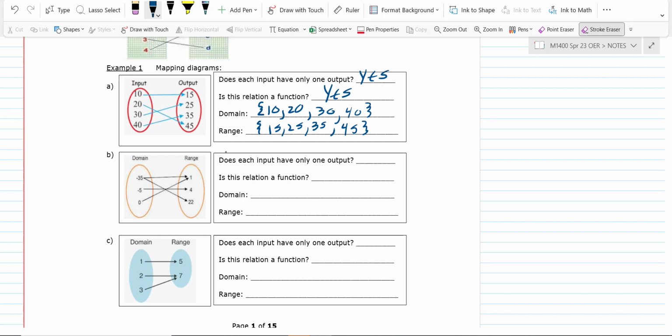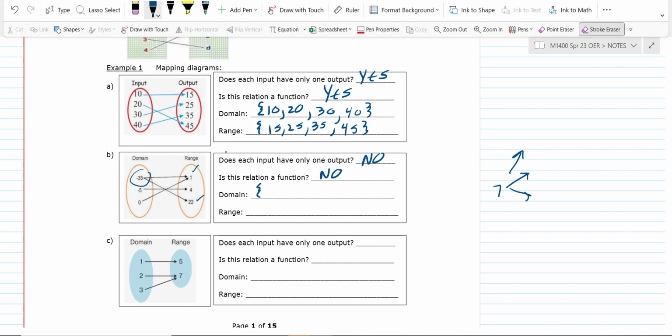Okay, and then we go to part B. So we ask the question, does each input have only one output? Well, the answer to that is no, because notice this negative 35 has 2 outputs. It has an output of 1 and it has an output of 22, so that's not a function. It works like this, real simple. If you see an input that's going to 2 places, then it's not a function. Or it could go to more than 1, it could go to 3 places like that.